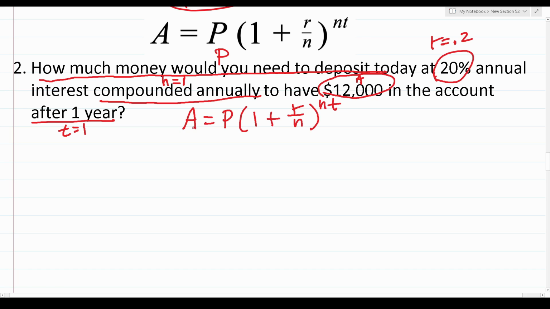Again, in this case, we know what A is. It's 12,000. We're trying to solve for P, so we'll leave that as is. 1 plus, what's R in this case? It's 20%, which we're going to express in decimal form as 0.2. N in this case is 1. Again, N was 1, and we know the time was 1.